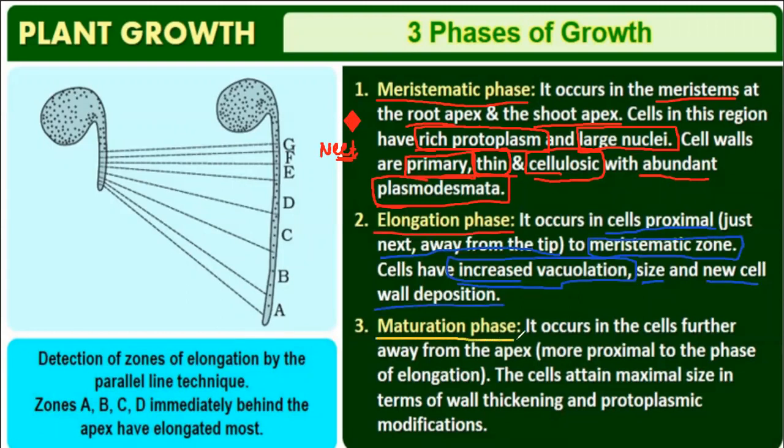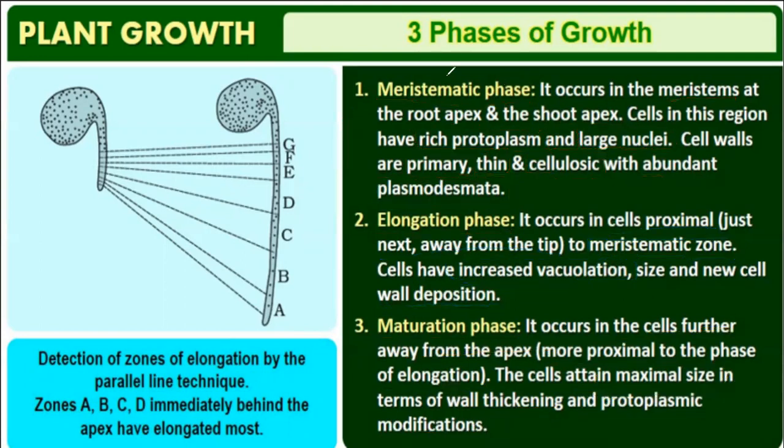Last one is the maturation phase. The maturation phase occurs in the cells further away from the apex, more proximal to the zone of elongation. So the maturation phase lies close to the zone of elongation, but it takes place in the distal parts from the meristematic phase. These cells attain maximal size in terms of cell wall thickening and protoplasmic modifications.